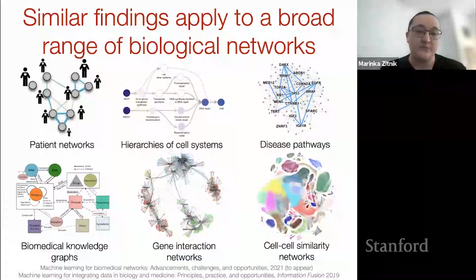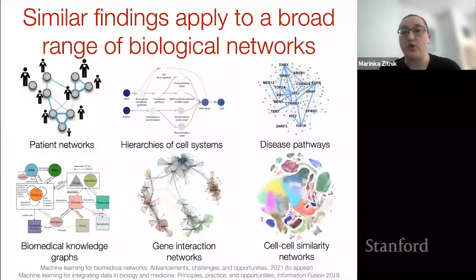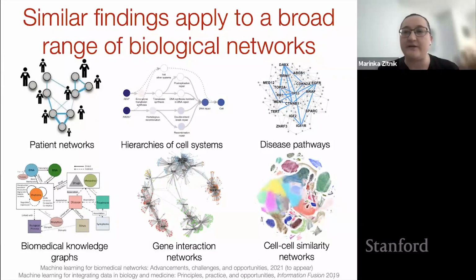While I explain this particular local hypothesis in the case of human protein interaction networks and diseases, similar findings apply to a broad range of different kinds of networks that we can see in biology, going from protein interaction networks to networks where nodes are patients related and connected based on familial relationships or similarity of their genomic profiles, to networks representing hierarchies of cellular systems, networks representing disease pathways, gene interaction networks, cell-cell similarity networks, and many others.